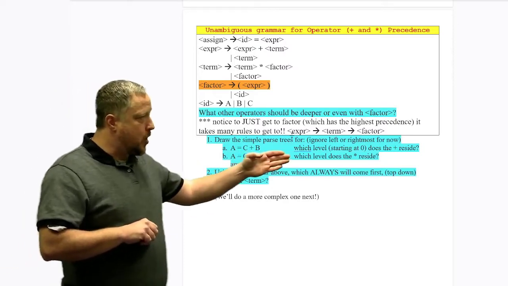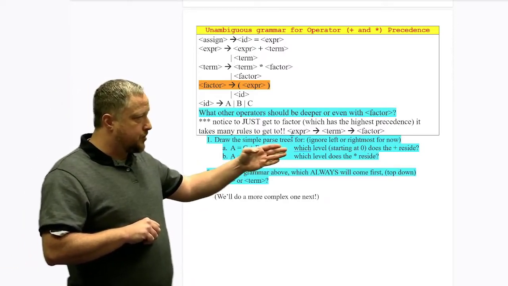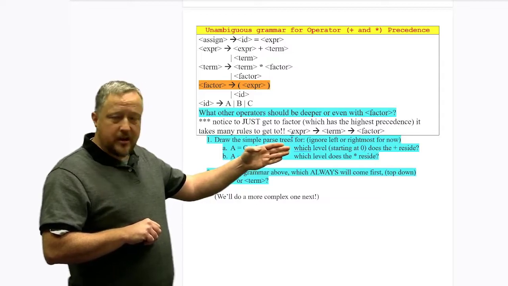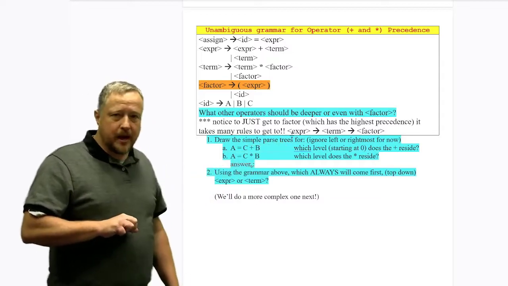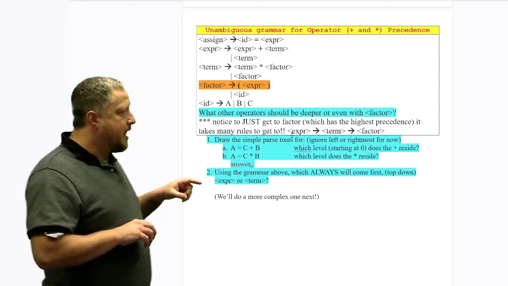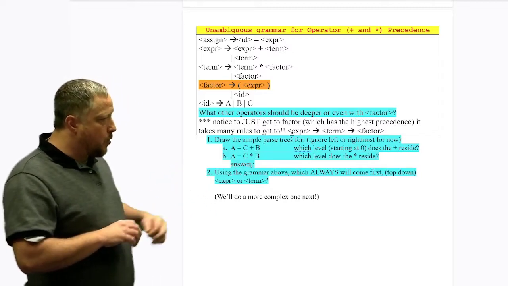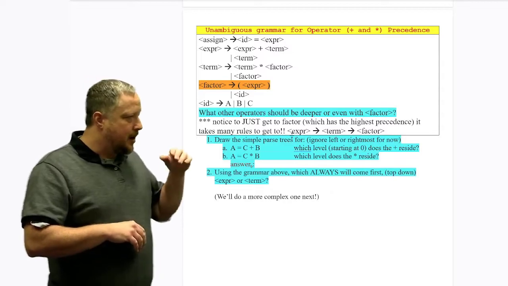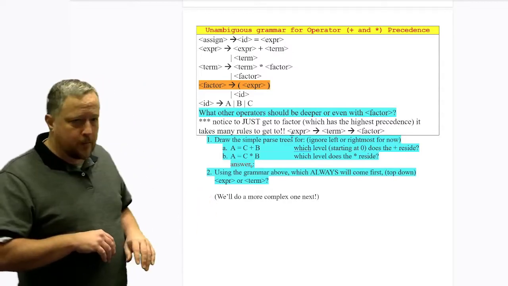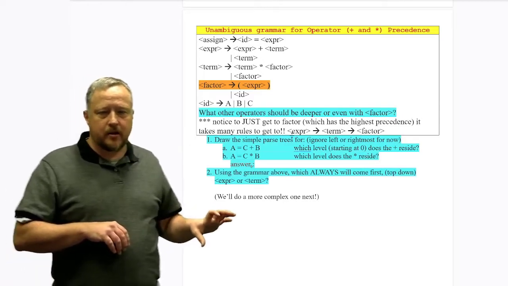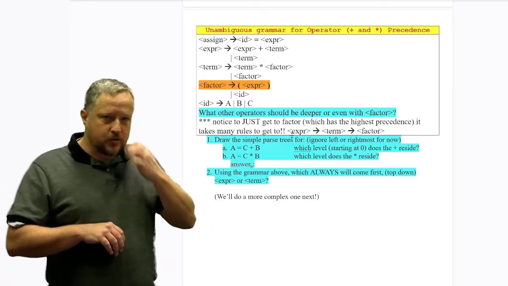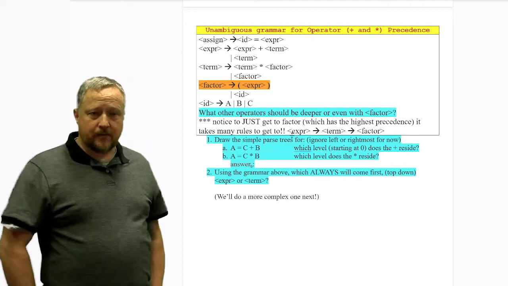Now, you'll notice the questions on the side here. Which level, starting at 0, does the addition sign reside? And then the same thing for the multiplication symbol, so make sure you don't miss that. And then using the grammar above, which will always come in first, top down, expression or term. So go ahead and start drawing these out, and I'll have a more complex one here in a moment, but let's do this first, and then we'll get to the complex one after that.